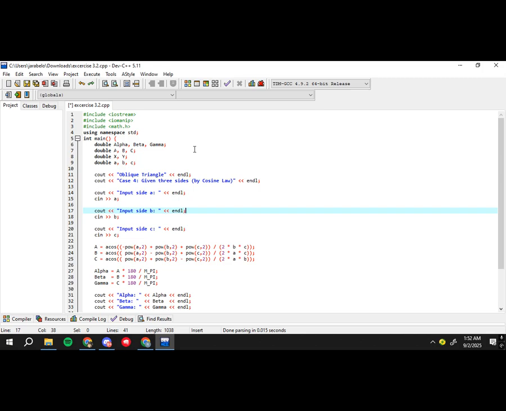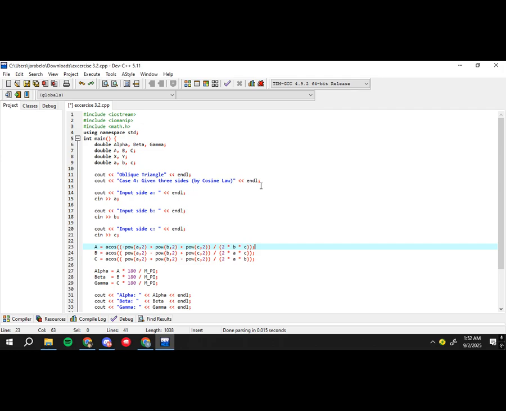For the input side B, this enters the value of side B, and cin B reads the value of side B. For the input side C, it enters the value of side C, and cin C reads the value of side C. And for A equals acos, pow A 2 plus pow B 2 plus pow C 2 divided by 2 times B times C.